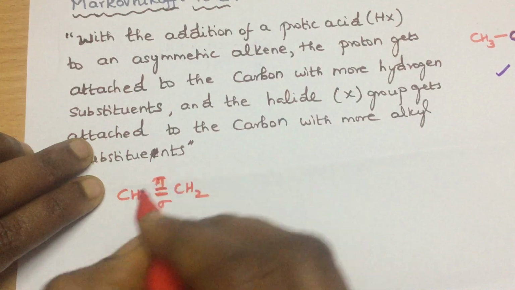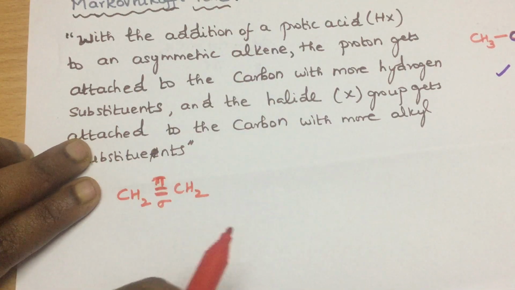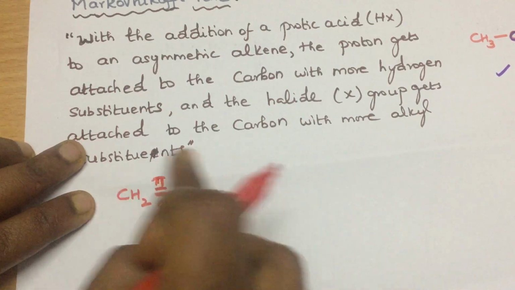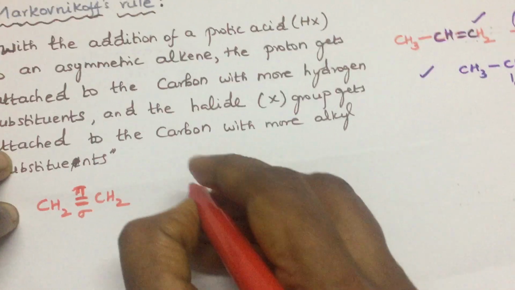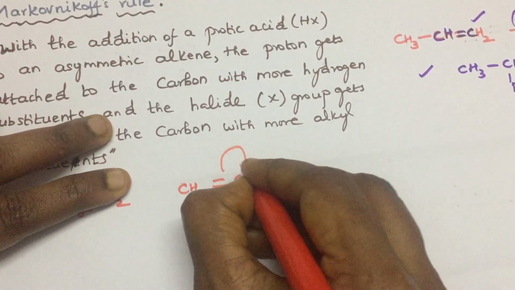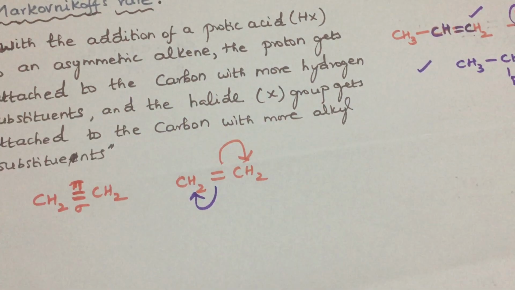Remember, this is a pi cloud, and it can always be polarized toward one particular carbon. It will not remain in between the two; it keeps on moving. So if I polarize the bond, it can be polarized in this way, or in this way. Here it is symmetrical.